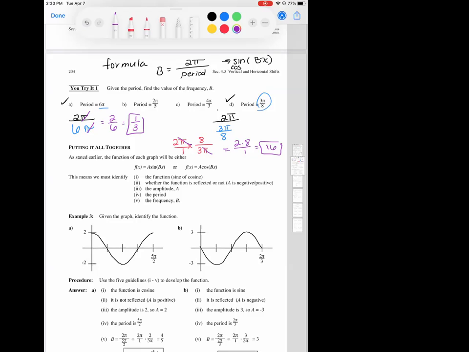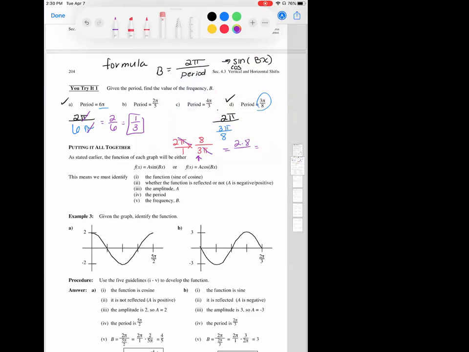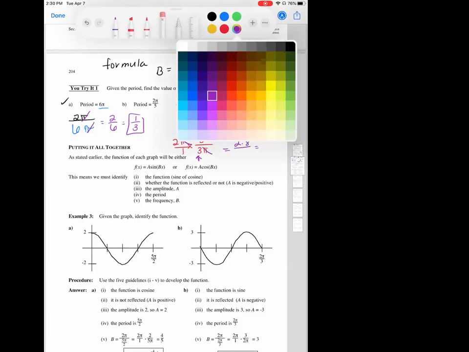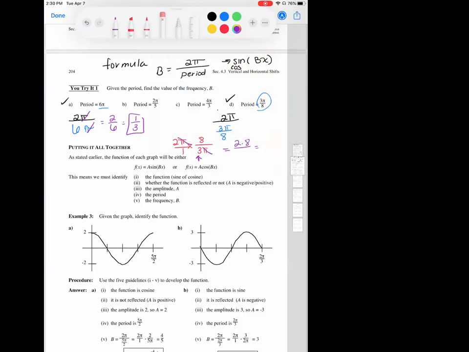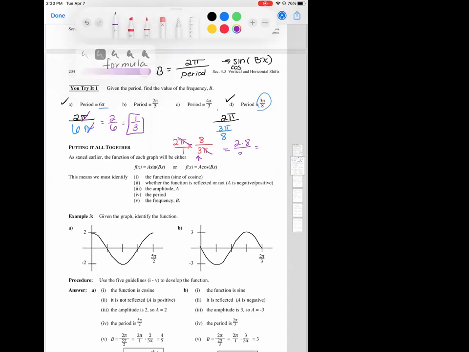Oh, I forgot that 3. That 3 didn't go anywhere, right? So that's not 16. So we have 3 on the bottom. So we have 2 times 8, 16 over 3 as our result.